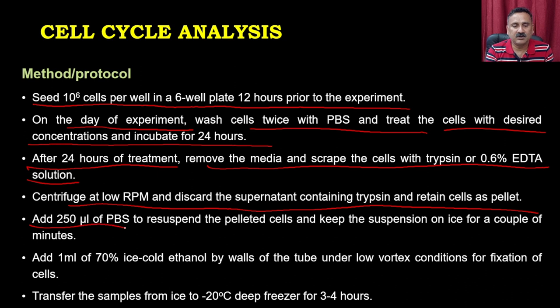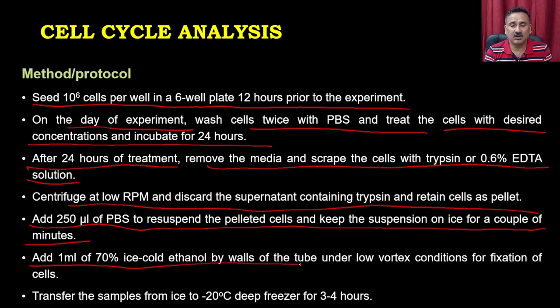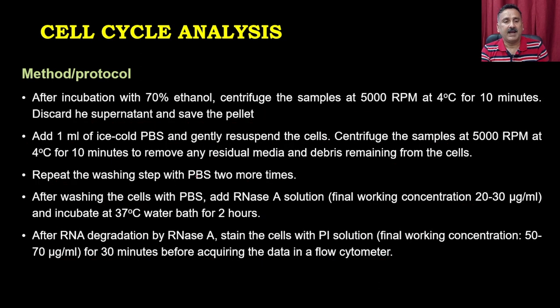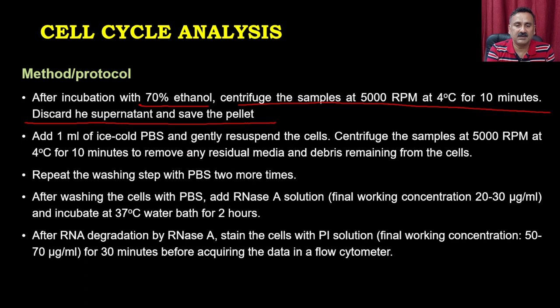Then you add 250 microliters of PBS to resuspend the pelleted cells and keep the suspension on ice for a couple of minutes. Add 1 ml of 70% ethanol for the fixation of the cells. Transfer the sample from ice to minus 20 for 3 to 4 hours. After the incubation with the 70% ethanol, centrifuge at 5000 RPM. Discard the supernatant and save the pellet.